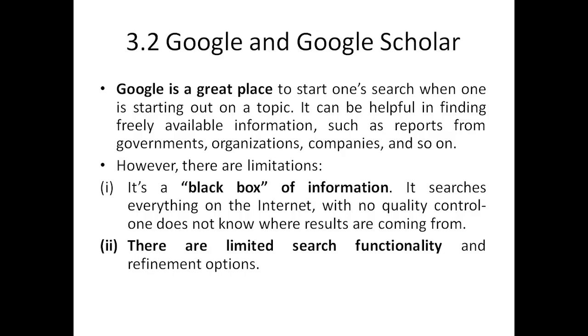Obviously, it's a black box of information. It has a huge amount of data with no quality control. One does not know where the results are coming from, right? That's the problem with Google. And there are limited search functionalities and refinement options. You cannot directly refine some particular keywords, how we used to do in Web of Science.